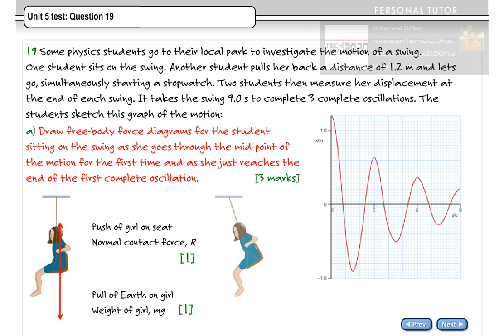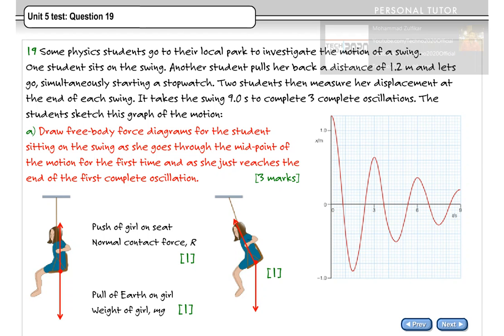At the end of the first oscillation, she will experience an acceleration back towards the centre of her motion, which is provided by the horizontal component of the push of the seat. There are still just 2 forces acting on her. The 2 diagrams shown here are all that is needed to get full marks, but it is worthwhile considering the second case in a bit more detail.